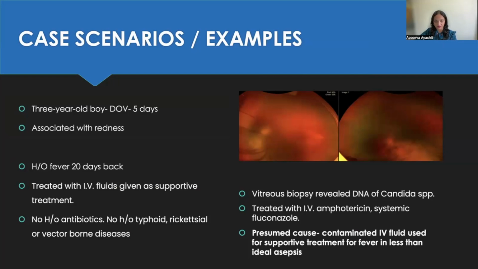Vitreous biopsy revealed DNA of Candida on PCR, and he was treated with intravenous amphotericin and systemic oral fluconazole. The presumed cause of this infection, Candida endogenous endophthalmitis, was contaminated IV fluid used for supportive treatment for fever. And in India, it is pretty common because these IV fluids are given with less than ideal aseptic precautions.